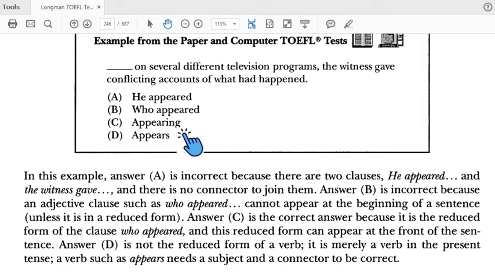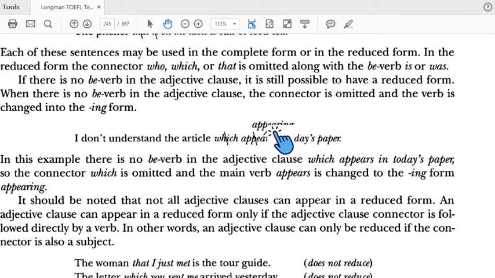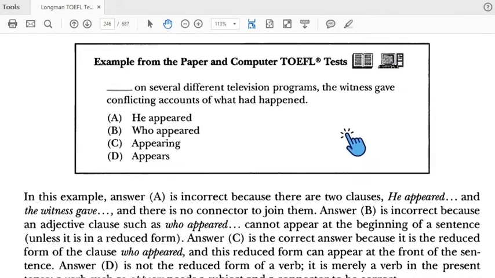C. Okay, because appears can't work. If we want to reduce, it will be appearing. So actually, who is appearing on several different television programs? Okay, so we reduce who and appears, but we change it to appearing. Look at the example of this one, which appears, but we change to appearing. So in this example, the answer is C.